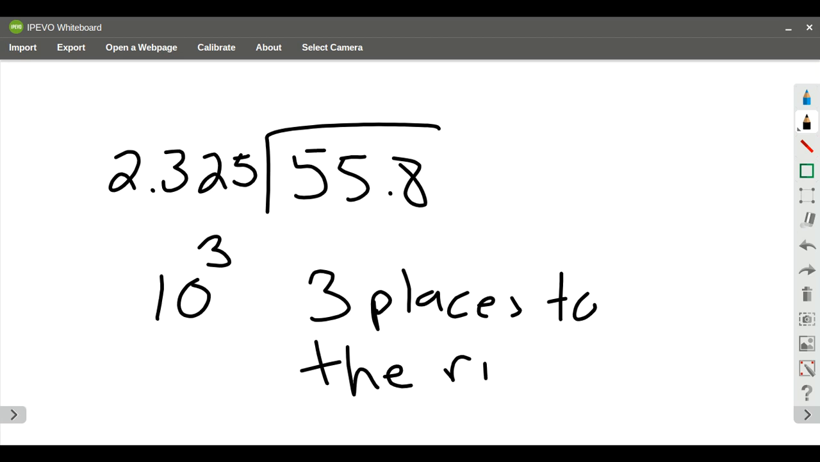So we just need to remember that we need to get the divisor to be a whole number. And to do that, we are moving the decimal over to the right. And we are able to do that because we're multiplying by powers of 10. And so whatever I do to this side of my problem, so if I move the decimal 3 places to the right in my divisor, I need to make sure that I move it 3 places to the right in my dividend.